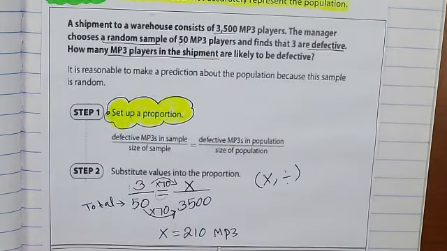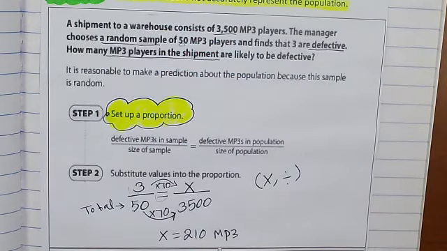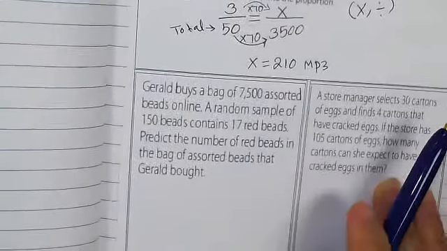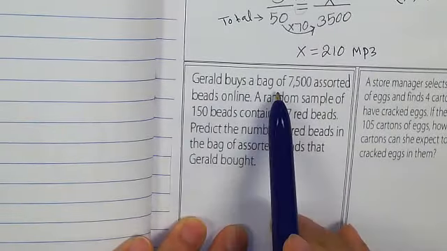So again, all we do is set up a proportion and solve our proportion. So that is the first example. All right, let's look at the next one right here.